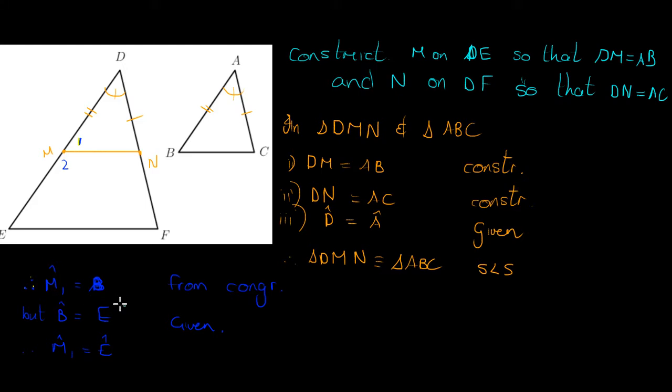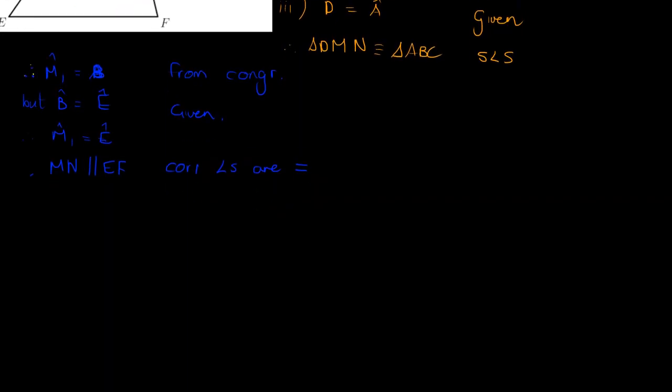Don't forget your reasons. Okay, so this just follows the law of excluding the middle. If M1 is B, but B is E, then I exclude the middle, and M1 is equal to angle E. Now from here, we can show, therefore, MN is parallel to EF, because corresponding angles are equal.